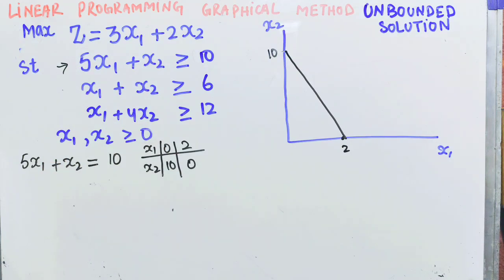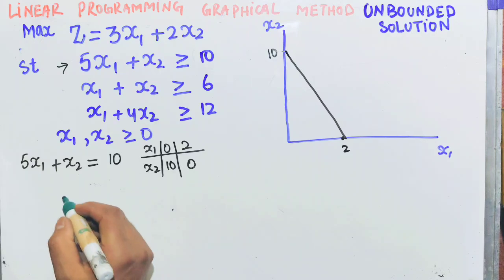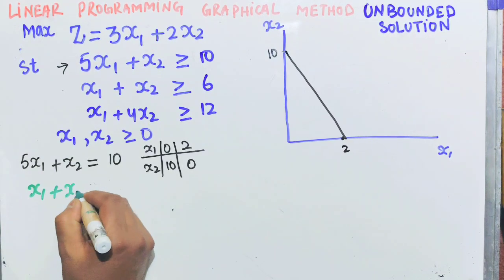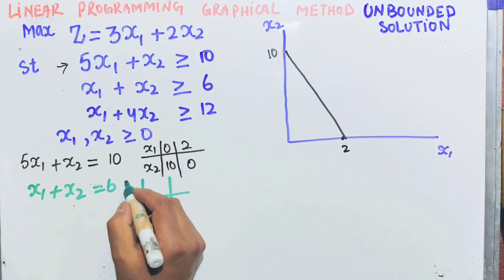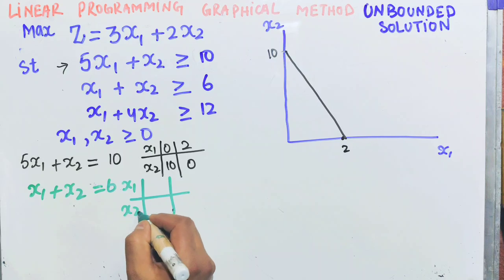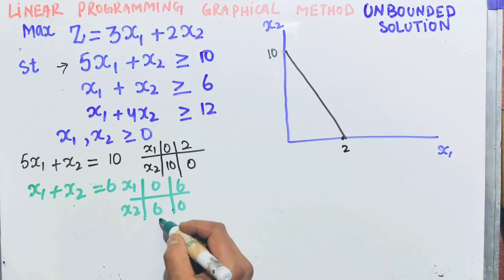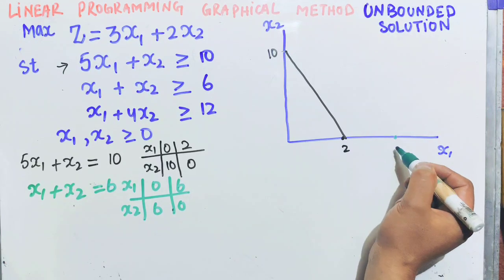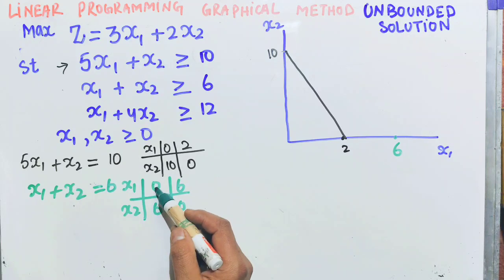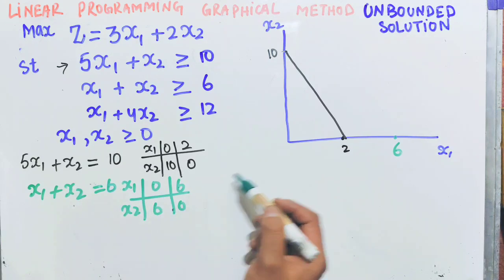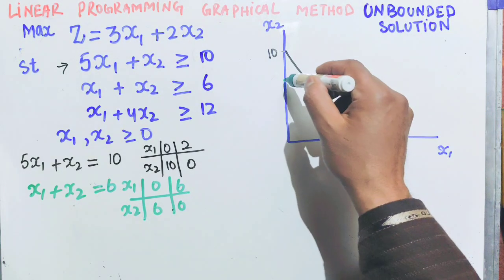Let's take the another line, that is x1 plus x2 is equal to 6. Again solving by same method. So we have x1, x2. When x1 is equal to 0, x2 is 6. When x2 is equal to 0, x1 is 6. So we have 0, 6. Let us say this is 6 here. Then when x2 is equal to 0, x1 is 6. When x1 is equal to 0, x2 is 6. Let us say this point.